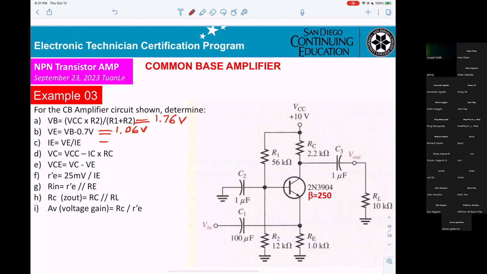IE. That means 1.06 divided by 1 kilo, 1.06 milliamp. You have to get the IB and you have to get the IC.